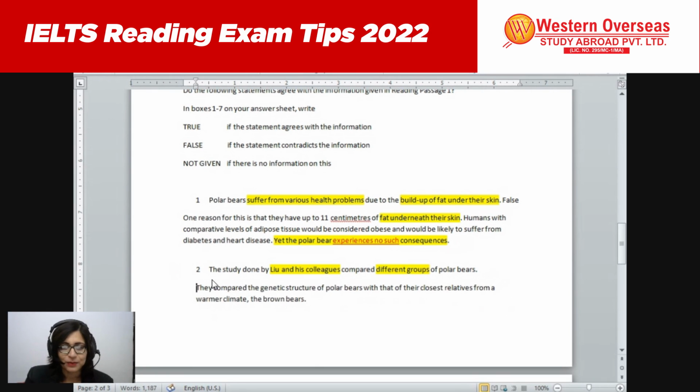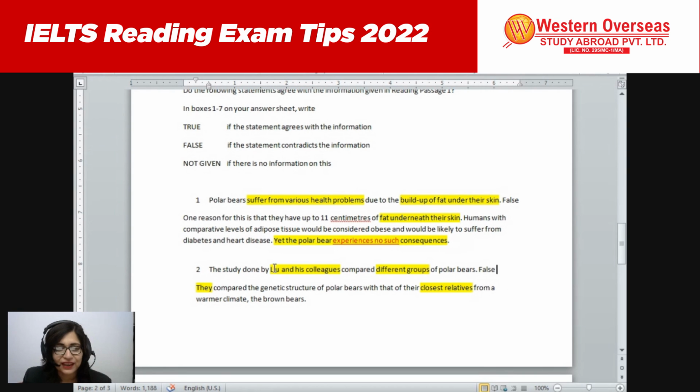Now check here. I'm not taking Louis and his colleagues as a keyword. So here it is a referencing for Louis and his colleagues. They are saying they. They compared. What did they compare? They compared different groups. But here they are saying they compared closest relatives. Now candidates, over to you. Tell me, what is the answer? Yes. Once again, the answer is false. Hope you all wrote the same.